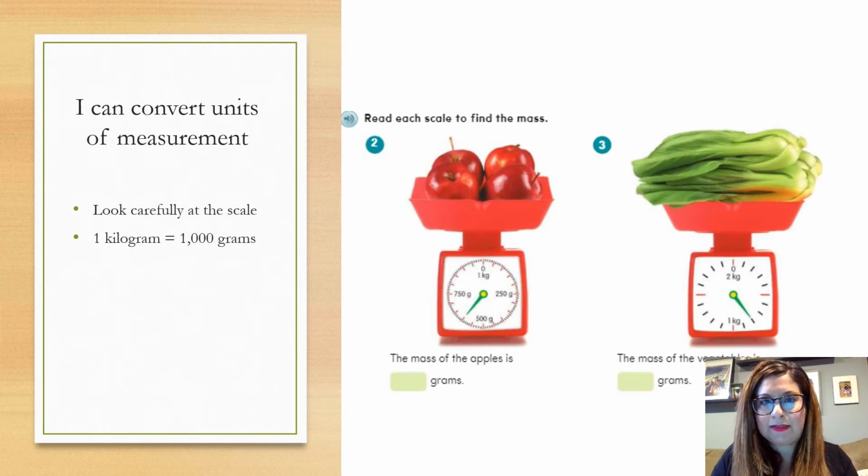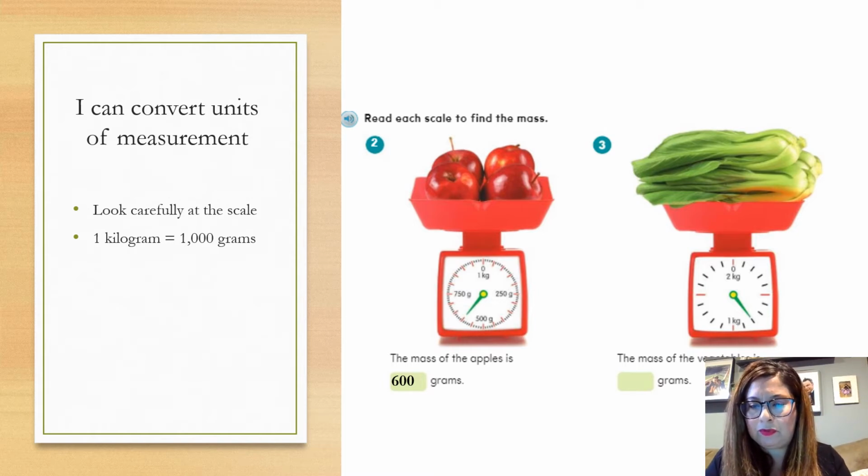Okay, let's try it with these scales. So let's look at the apples first. This scale only weighs up to 1 kilogram, and then we see 250 grams, 500 grams, 750 grams. So again, we have to figure out what do those lines in between mean? What do they represent? So from 0 to 250, the small red lines are 50 grams. So looking at the apples, I see it's greater than 500. It is 600 grams. Now we look over to the celery or vegetable.